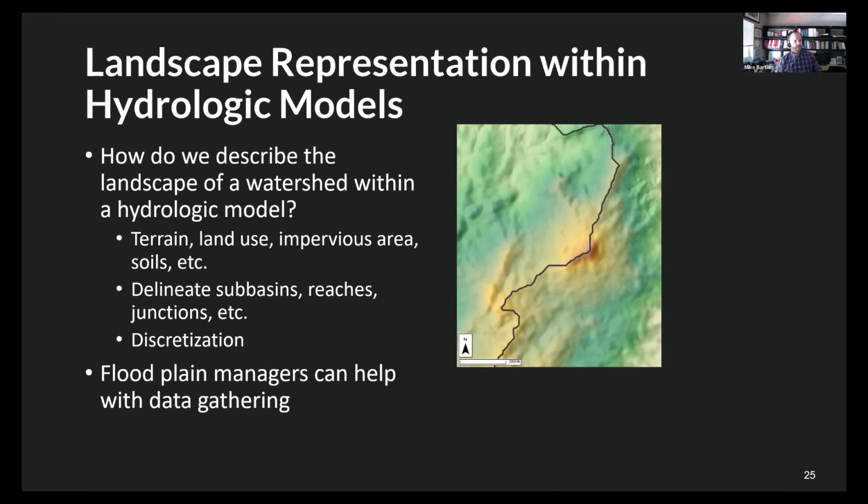We take that information and we delineate modeling elements called subbasins. They convert precipitation to runoff. Reaches transmit water. They translate water in time and then attenuate it as well. They handle the open channel flow processes.